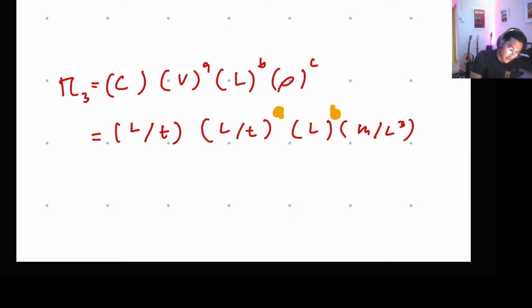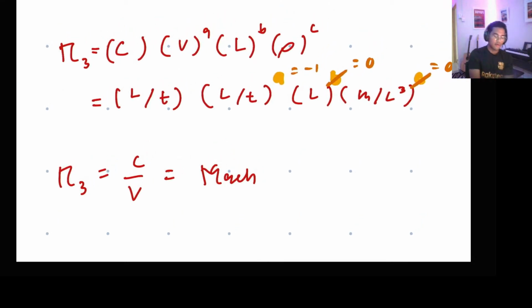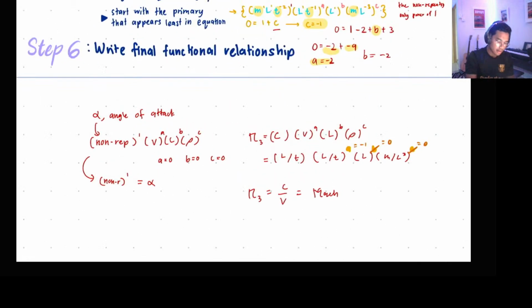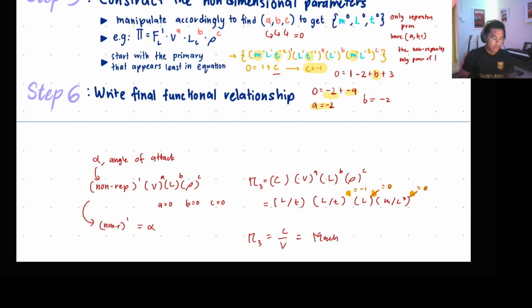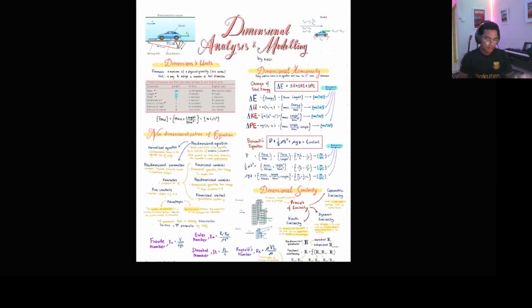A, B, C. So B and C will be equal to 0. A will be equal to 1. So A will be equal to -1. So you get C, which is the Mach number. Okay, so that is something new I learned, which is that A, B, C can be equal to 0. Okay, so that's all for the non-dimensional analysis.